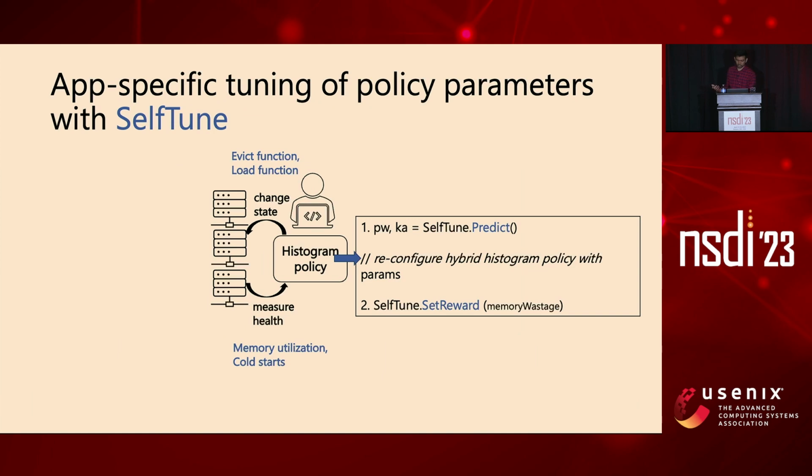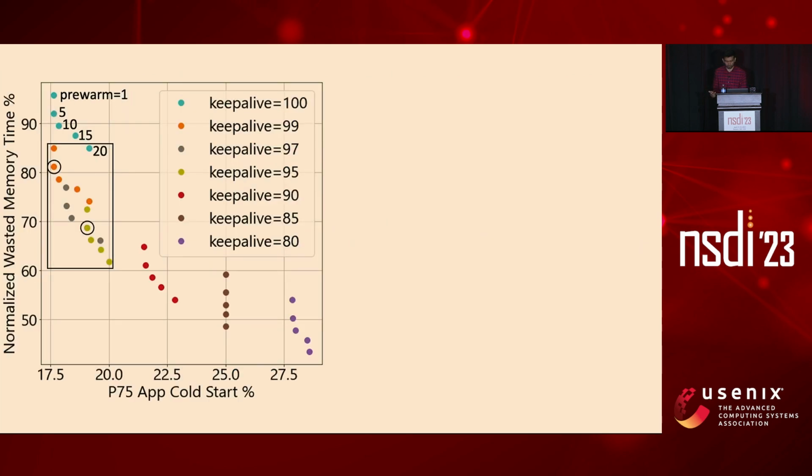So that's what we do. Here, the health metrics that are measured are memory utilization and cold starts. And these are used to make decisions about when to load and evict functions. And here the reward that we use is, we want to minimize memory utilization, so memory wastage. The parameters are pre-warm and keep alive. The workload is real Azure function traces that we use, and the implicit context is application level tuning.